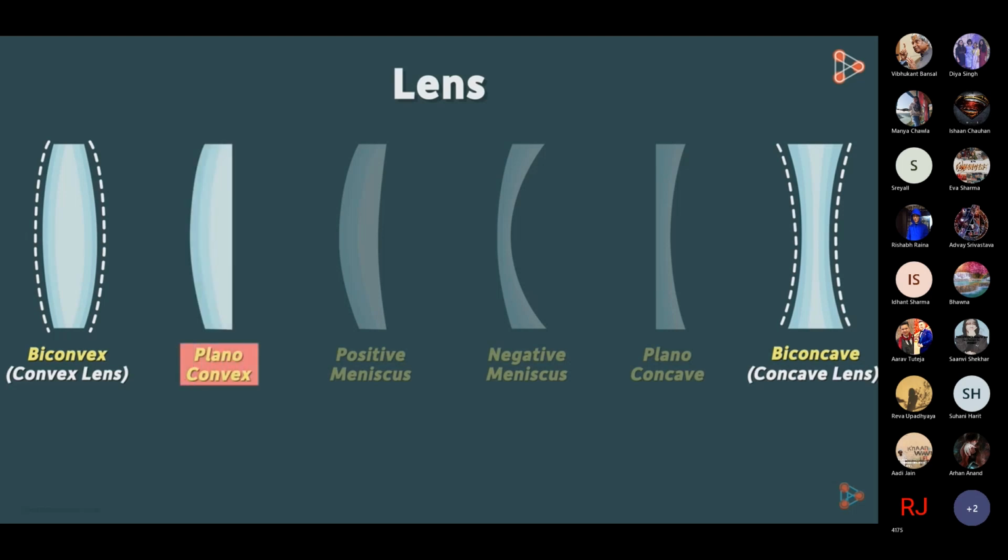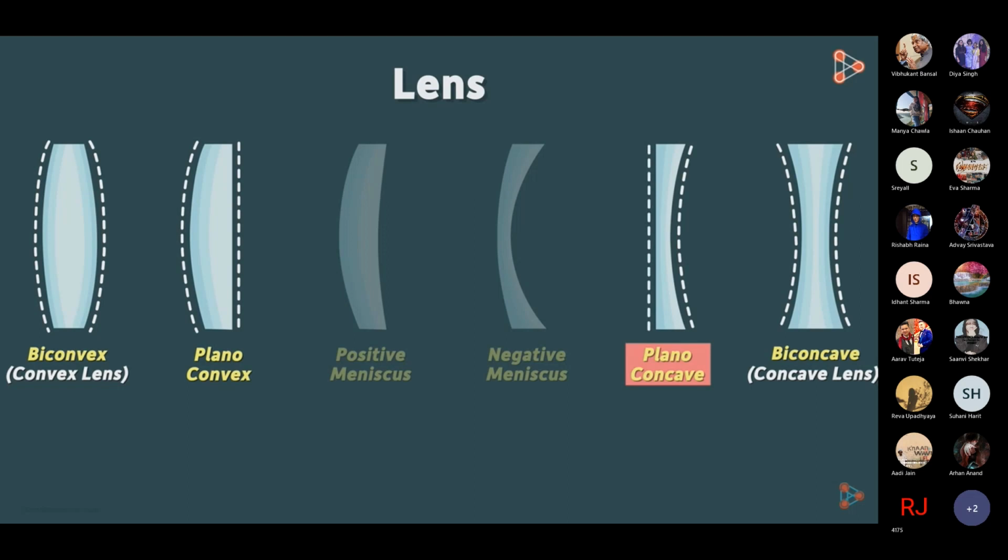A plano-convex lens is a lens in which there is only one spherical surface that is curved inside and the other surface is plane. Similarly, in a plano-concave lens, the spherical surface is curved outside and the other surface is plane.